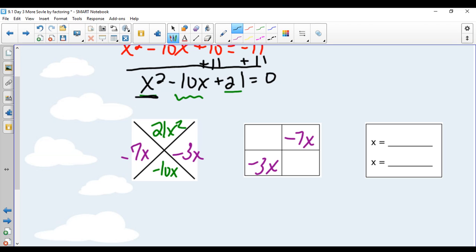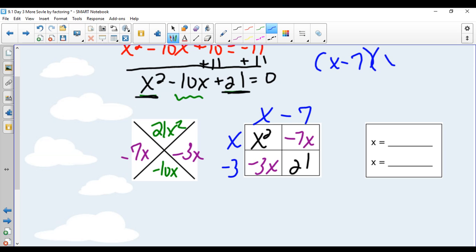My first term is my x squared. My last term is my 21. And what could factor to make this work? Well, I know I need an x times an x. I'd need a minus 7 and a minus 3. And so then my factored solution, x minus 7 times x minus 3 equals 0.